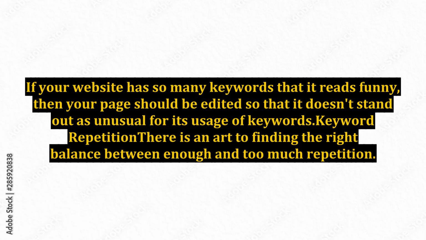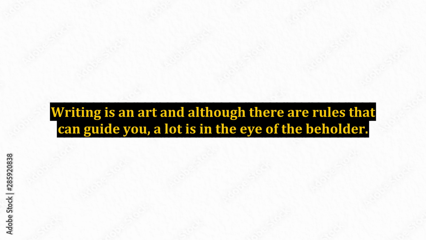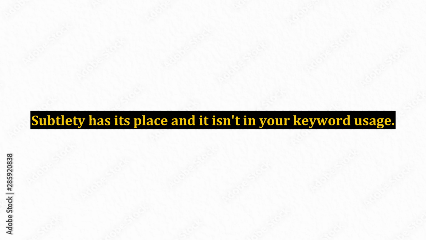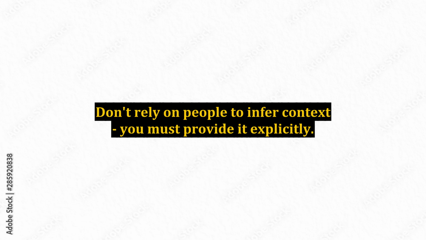Keyword repetition. There is an art to finding the right balance between enough and too much repetition. Writing is an art, and although there are rules that can guide you, a lot is in the eye of the beholder. Here are some helpful guidelines. Repetition is a form of emphasis. Subtlety has its place, and it isn't in your keyword usage. Don't rely on people to infer context, you must provide it explicitly.